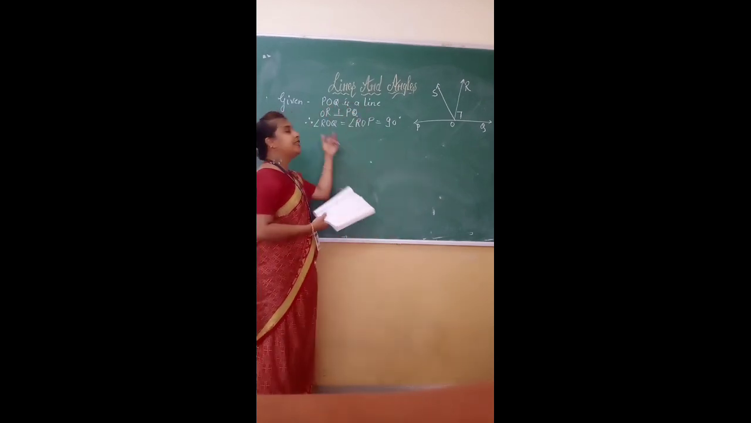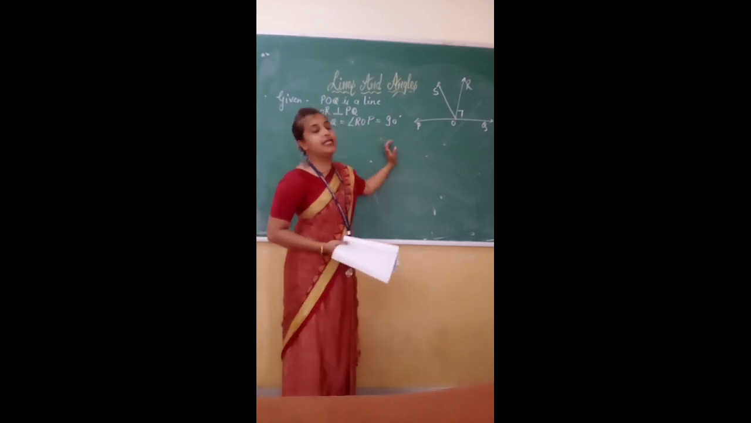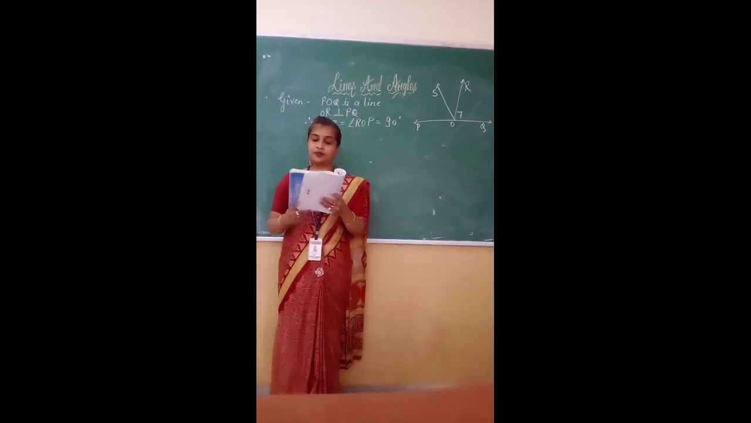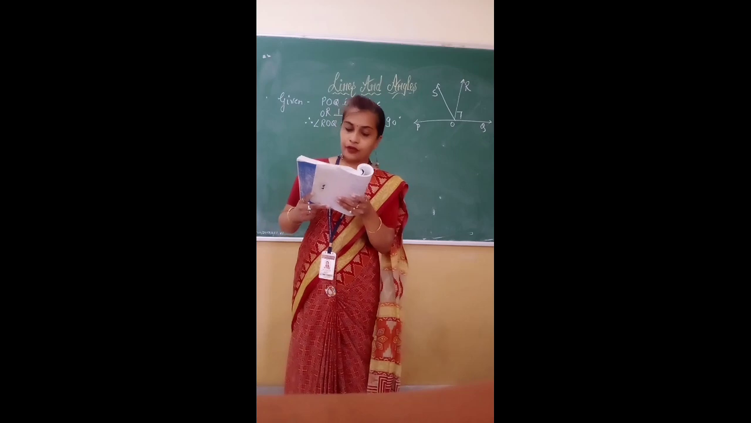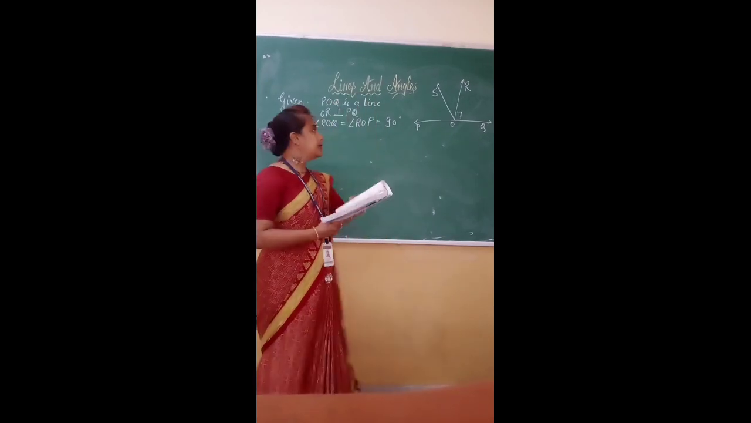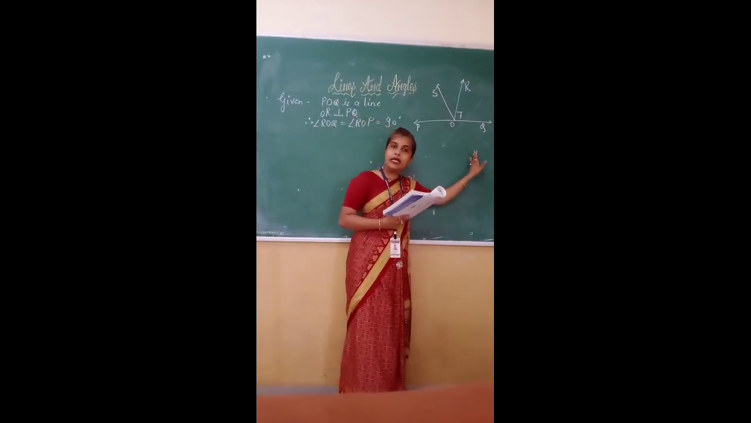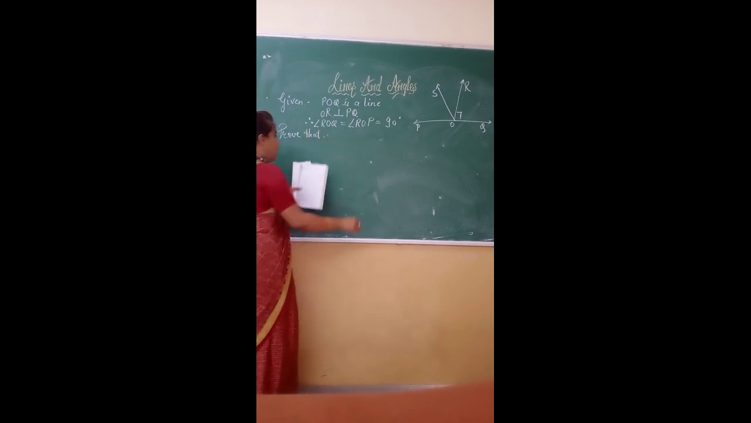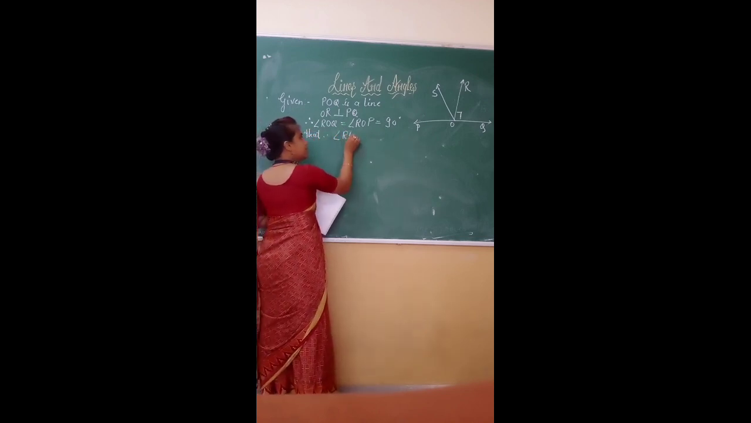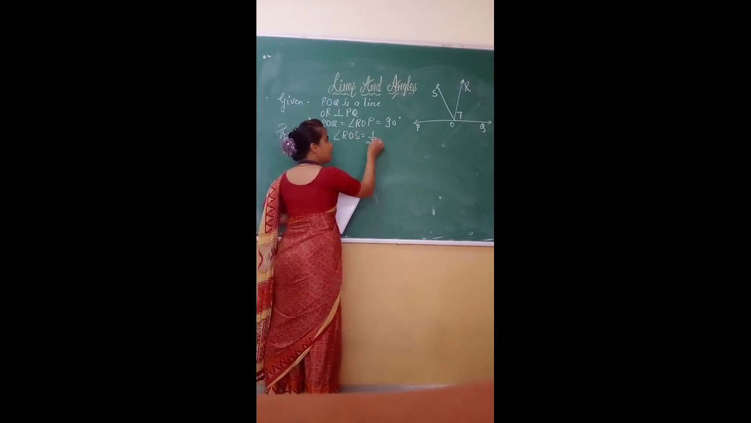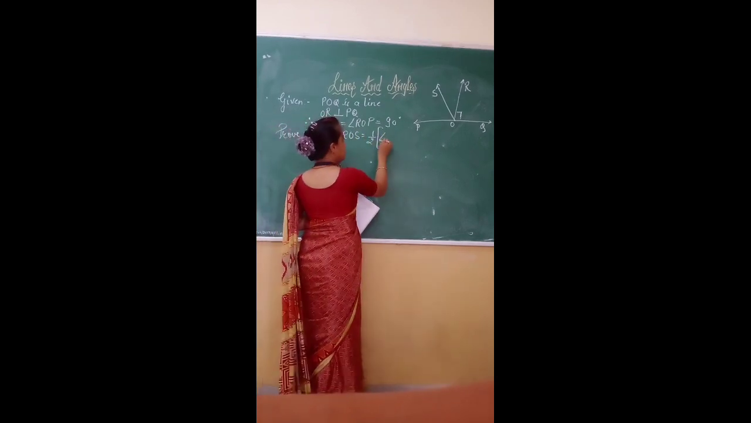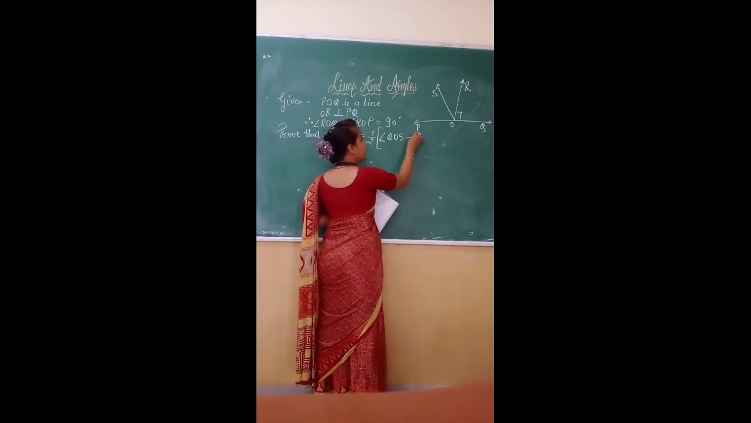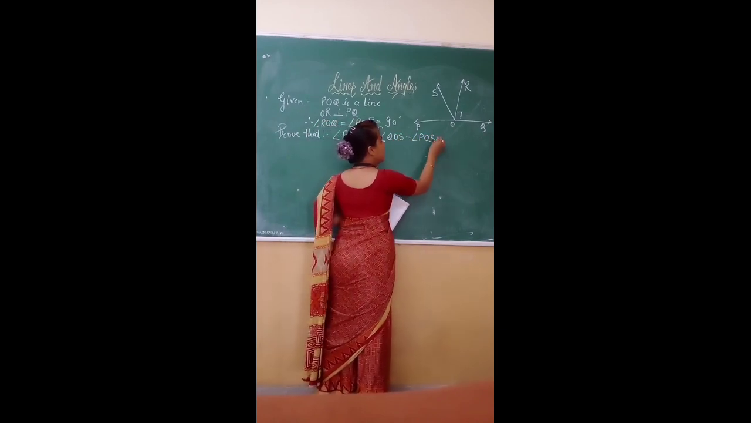So here we will get that ROQ and ROP is equal to 90 degrees. Then we have to prove from this that if OS is a ray, then prove that, now write down what we have to prove. Prove that angle ROS is equal to half of angle QOS minus angle POS.